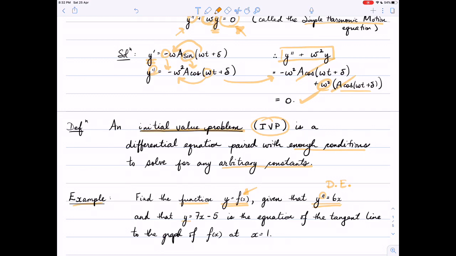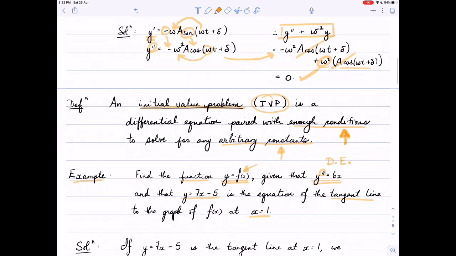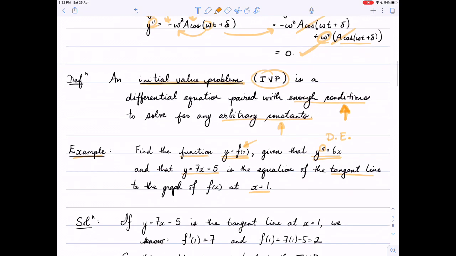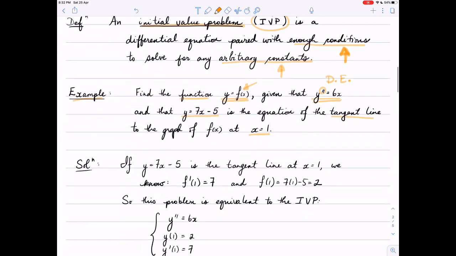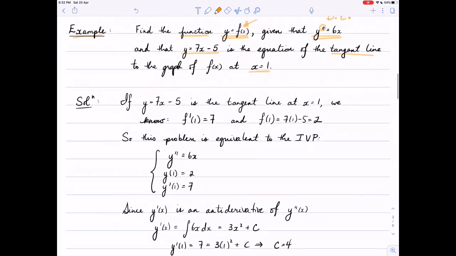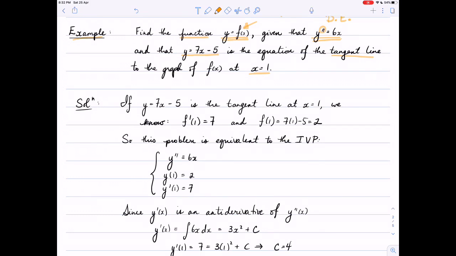And we're given more information. We're given that y equals 7x minus 5 is the tangent line of the function at x equals 1. So this is extra information, extra conditions that should allow us to solve for any constants of integration that we will get here. So how would we have gone to solve this? Well, the first thing that we would have done is to decipher the extra information that we're given.